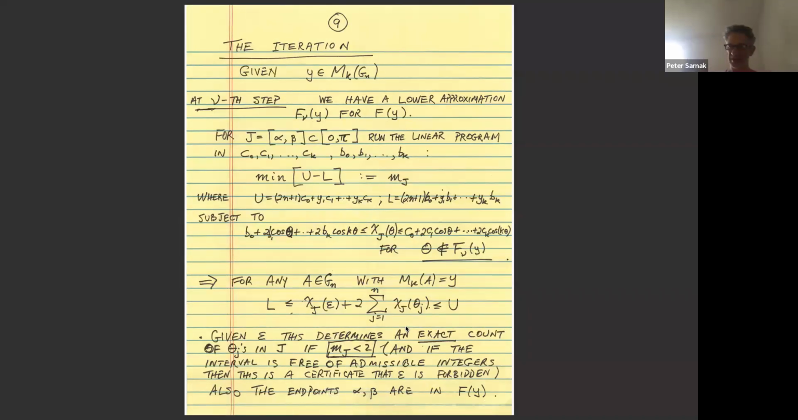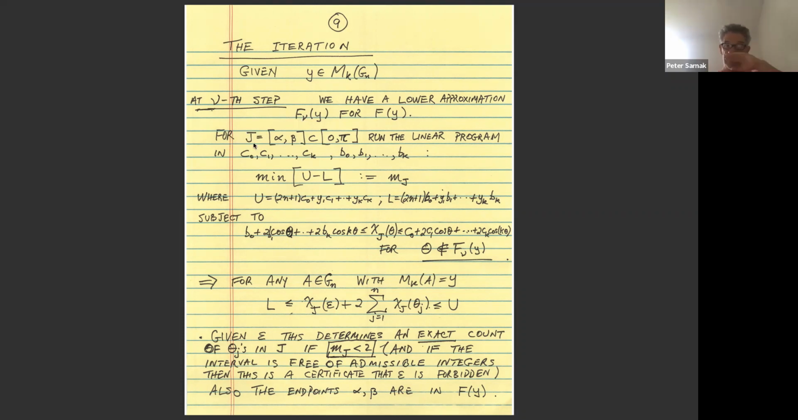So now I'll describe our iteration. We are given y in the moment space, in that very complicated image like you saw. It's the union of the AK shifted one way and the other way. And at the new stage of our iteration, we have a lower approximation. Our algorithm is trying to find the forbidden set f of y. We start with the empty set, and then we try to produce an increasing set f nu of forbidden sets, which hopefully get closer and closer to f of y.